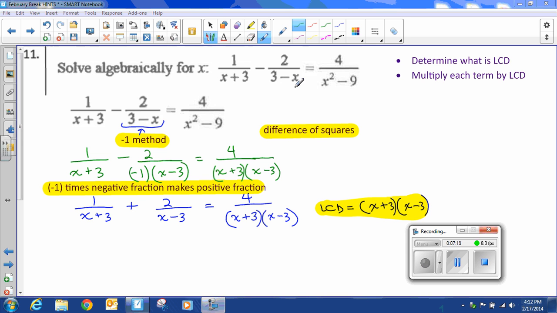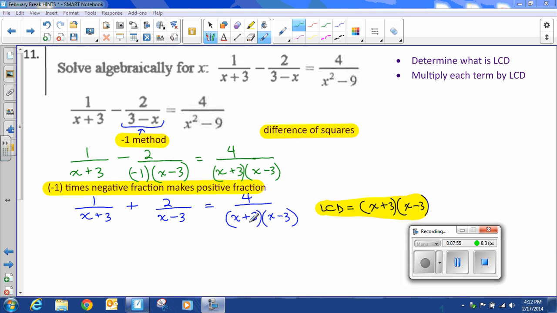Here is another rational equation where the LCD is not as obvious. So here we have x plus 3, we have 3 minus x, we have x squared minus 9. We're going to go ahead and use the -1 method to reverse this to make it x minus 3. So as you can see, we factored out the -1, and the -1 and the negative will make positive. On the right side, we went ahead and factored the difference of squares to get x plus 3, x minus 3. So now the LCD is x plus 3, x minus 3, right?